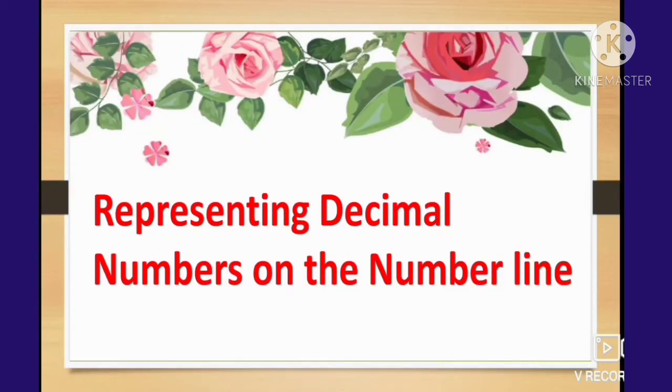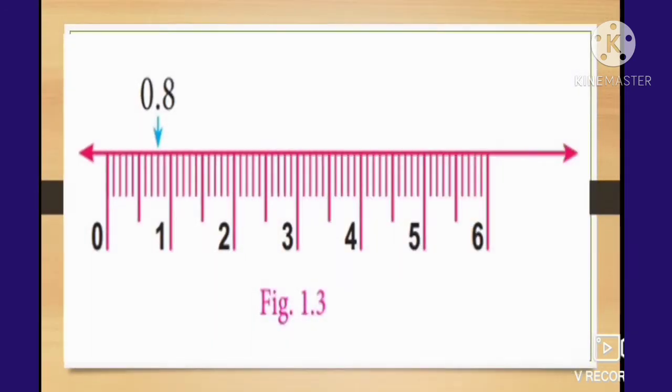Representing decimal numbers on the number line. We have already learned to represent fractions on a number line. Now let us see the representation of decimal numbers on a number line. Consider the decimal number 0.8. That is, there are 8 tenths. That is 8 by 10. So 8 out of 10.